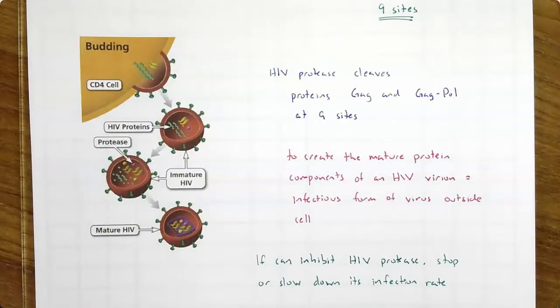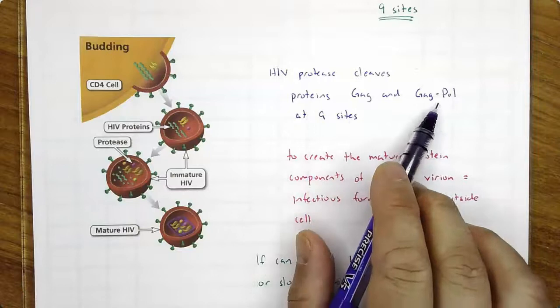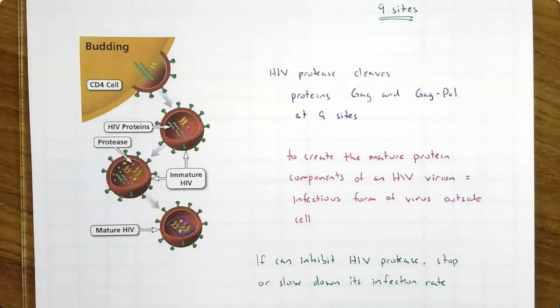The proteins that HIV protease cleaves are GAG and GAG-POL. And when those proteins are cleaved, the mature protein components of the HIV variant are made. Variant meaning it's the infectious form of the virus outside of the cell.